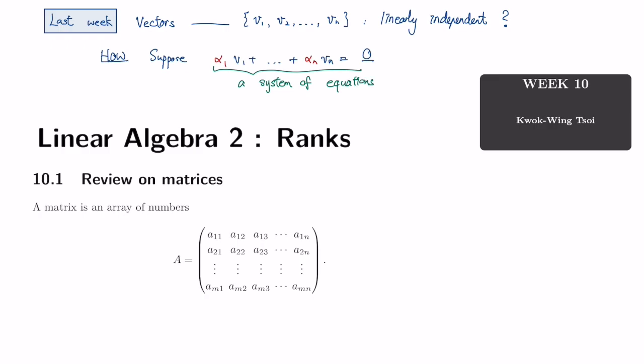Then of course, you try to solve the system of equations. If you discover that at the end, all the scalars, alpha 1, alpha 2, up to alpha n, turn out to be 0, so this is the only solution to this equation, then we say that this set of vectors is linearly independent. So in the process of investigating whether a set of vectors is linearly independent or not, you have to resolve a system of equations. And this week, we're going to discuss matrices.